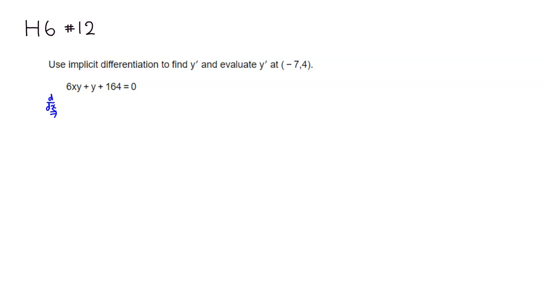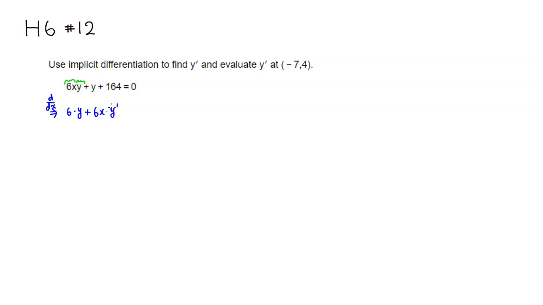First thing I would do is take the derivative of this. I'm going to separate it into a 6x and a y. Since it's a product, we have to use the product rule. The derivative of 6x is 6, multiplied by the second guy, y. And then the first guy, 6x, multiplied by the derivative of y, which is y prime.